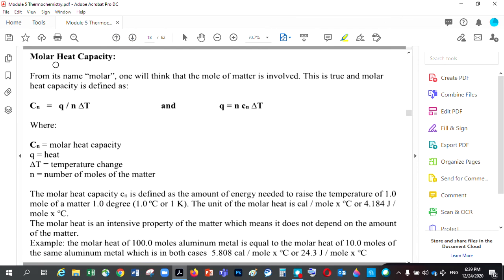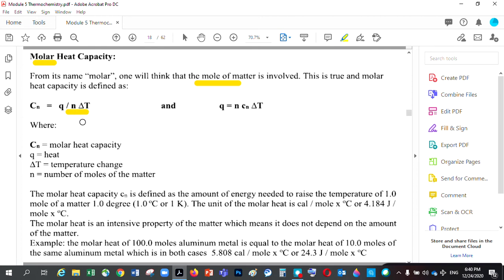Let's look at the molar heat capacity here. When we talk about molar, the idea is we have to deal with moles, correct? And this is really true. We have the subscript of C, the heat capacity, specific heat, and we'll add N to it instead of M here. Remember, we have M for the specific heat. Now we have molar heat capacity, so we use the number of moles.